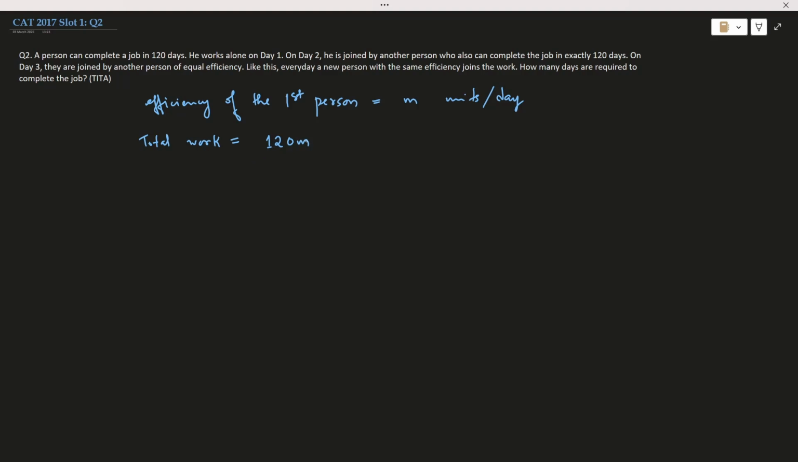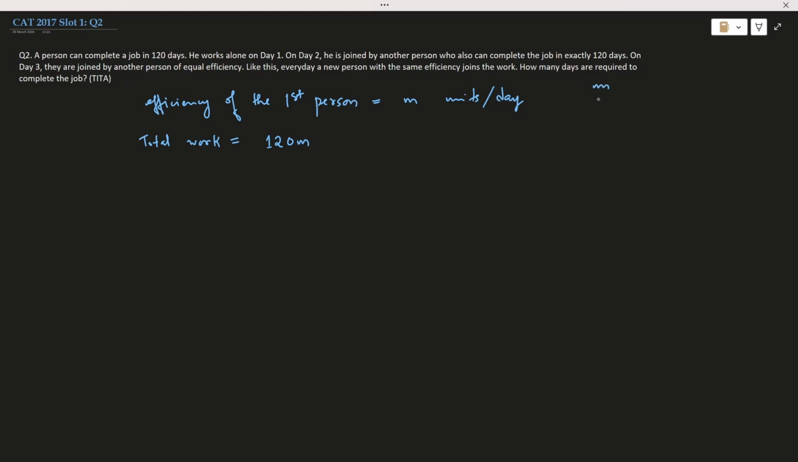Why 120 m? Because on one day the first person will complete m units of work. Suppose the first person is working alone, so on the first day he will complete m units of work. On the second day he will again come and complete m units of work. On the third day the person will come and complete m units of work, and likewise he will keep working for 120 days. So what will be the total work done by the person? It will be 120 into m, right?